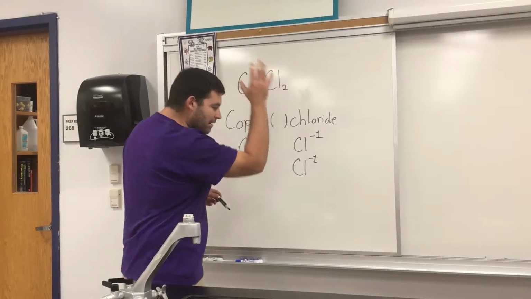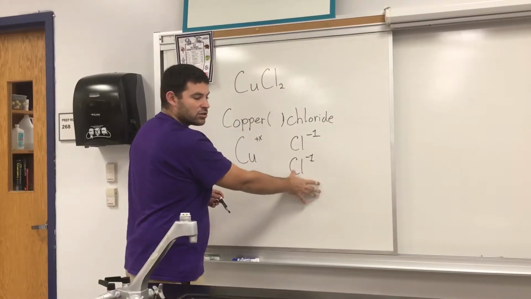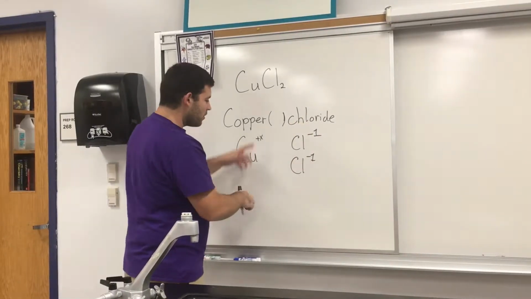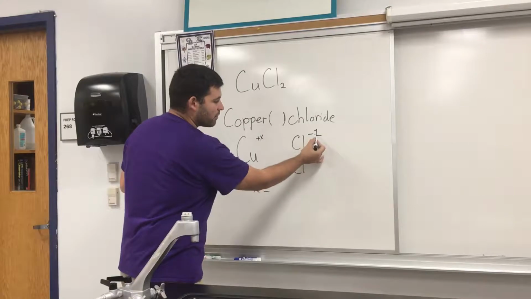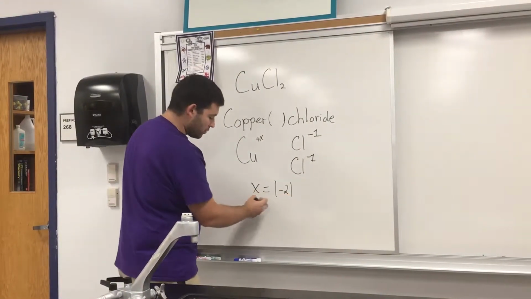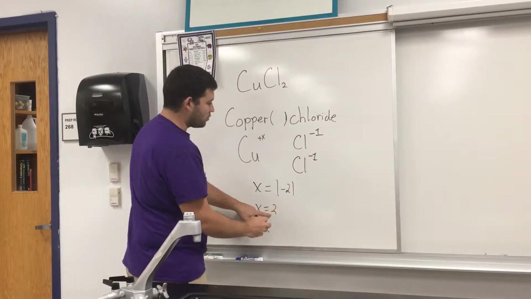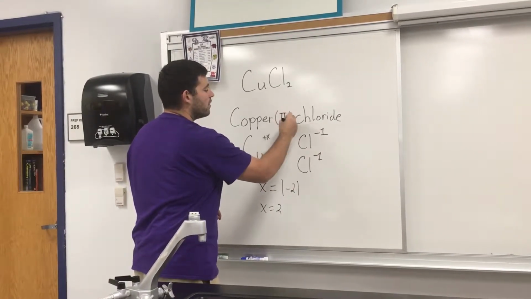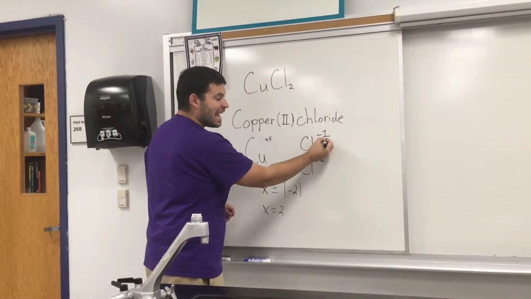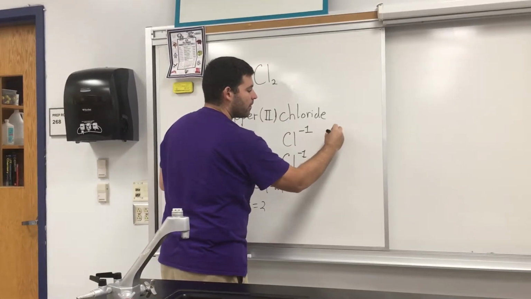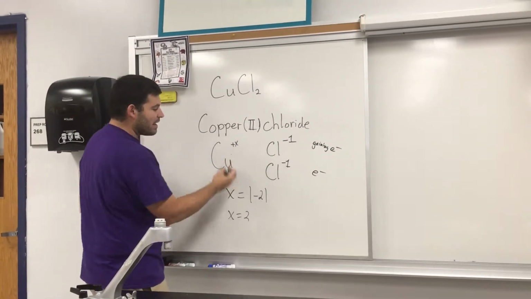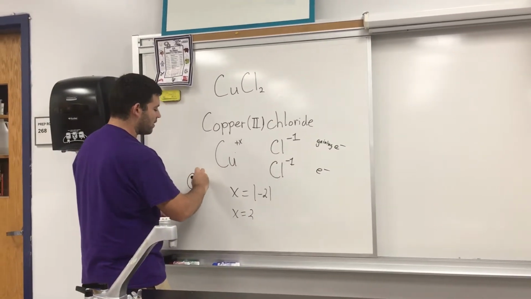But the magnitude of the negative charge is always equal to the positive charge, so that would be the same as saying the absolute value. So X is going to equal the absolute value of -1 plus -1, so the absolute value of -2. So what does X equal? Just 2. So we write that as a Roman numeral. So this is copper(II) chloride. Each chlorine is gaining an electron, and it gains those electrons from copper giving up 2 electrons and becoming +2.